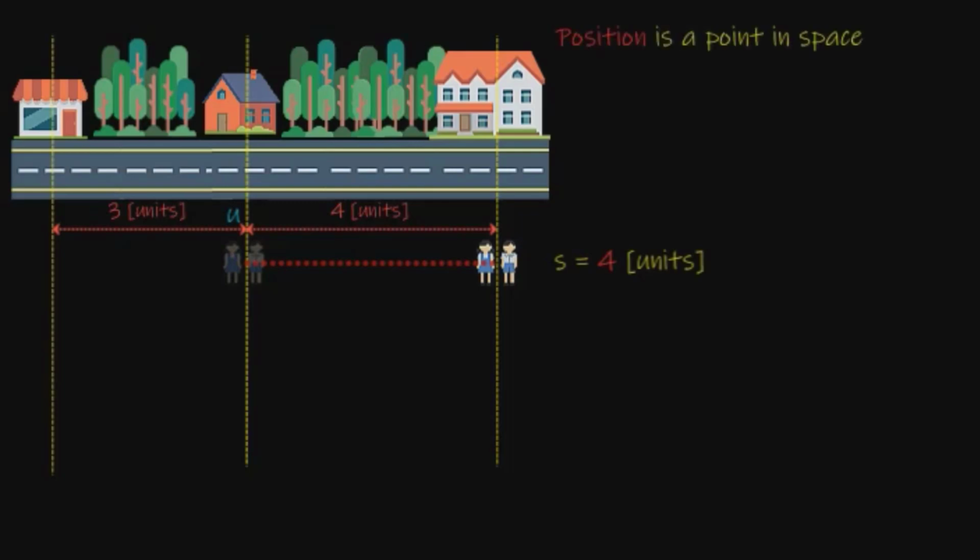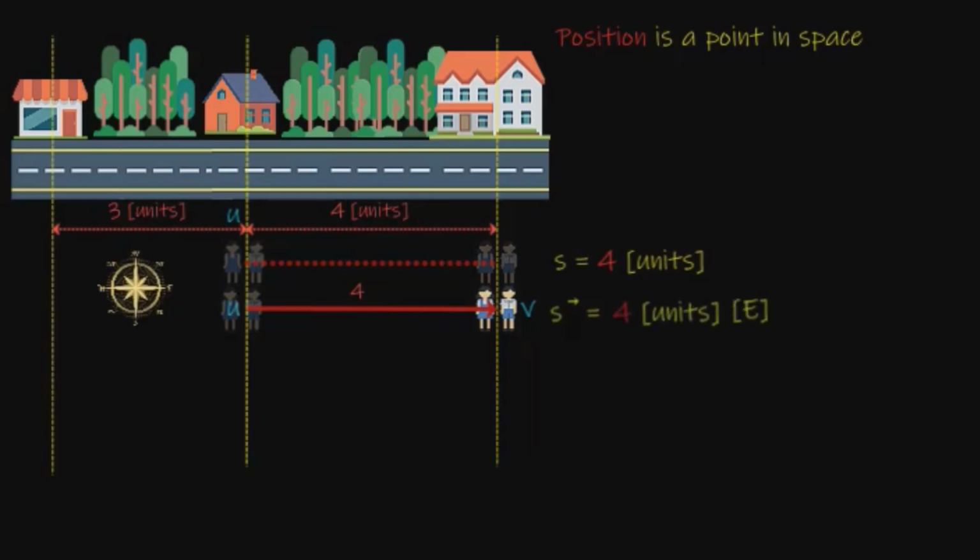Position is a point in space which does not include enough information for many cases, so we can provide better understanding using a vector which can be drawn from the initial point U to the final point denoted by V. By doing so, we defined our position in space as 4 units to the east. The magnitude of this vector is 4 units and the direction of it is to the east. And we traveled 4 units so far.